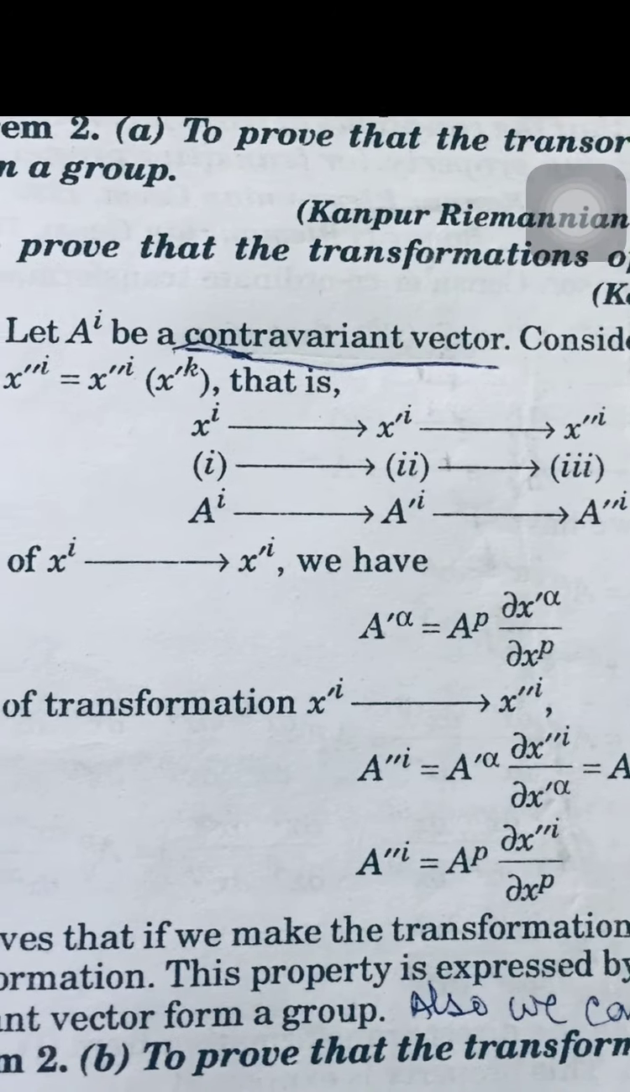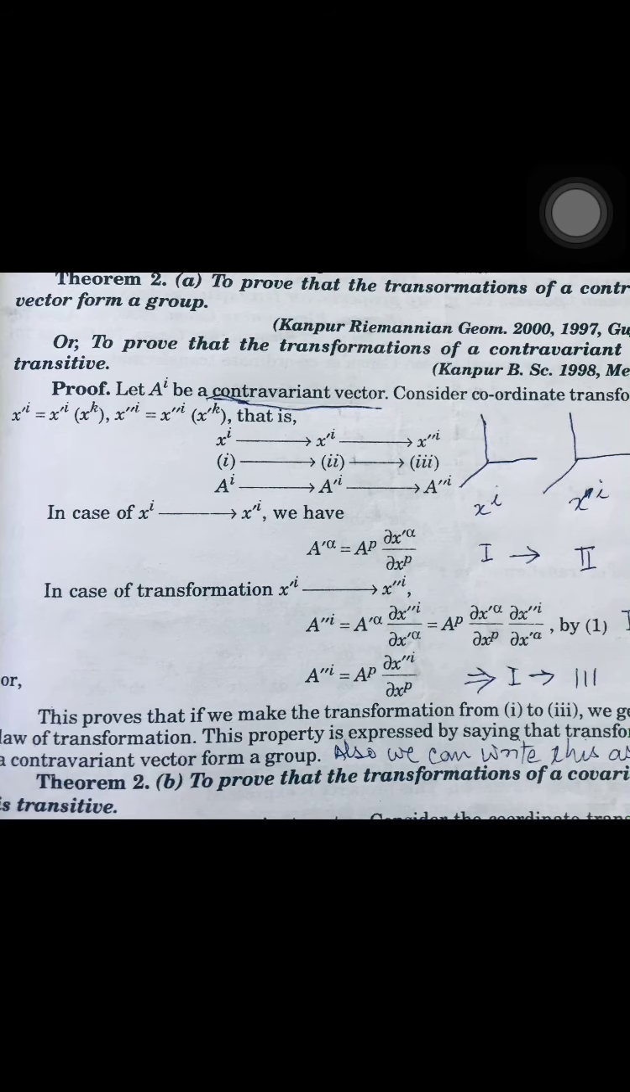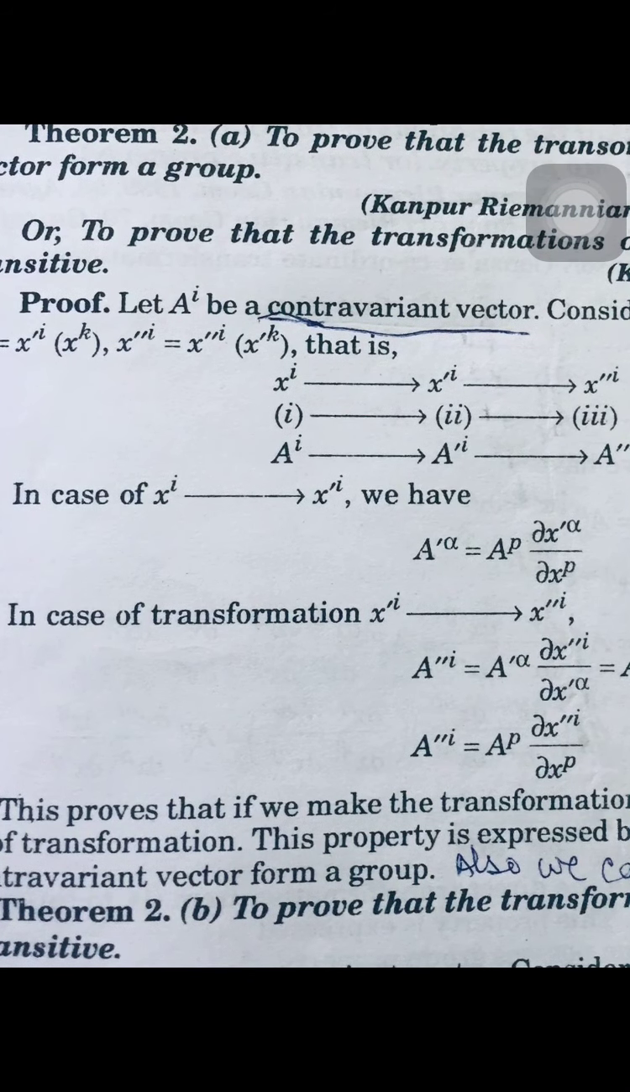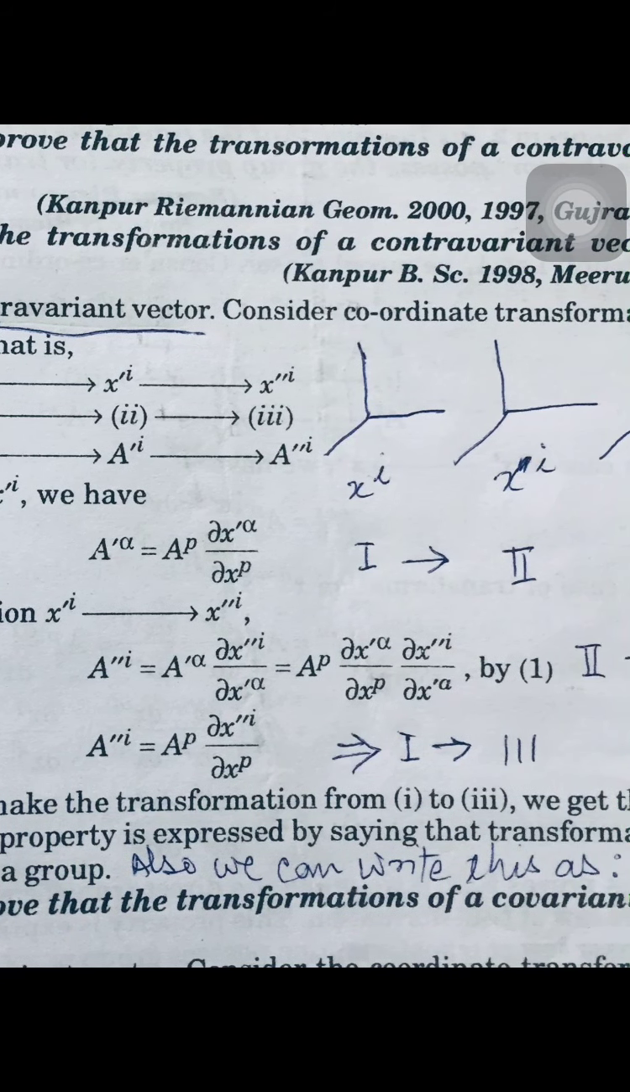What we are doing in this system, or to prove this, what we are taking here: let A^i be a contravariant vector. Number one thing, you are free to take contravariant, covariant, or mixed order, anything you want to do. Here for easiness, they have considered a tensor of order 1, a vector.